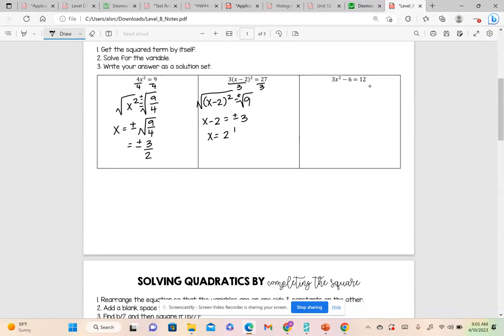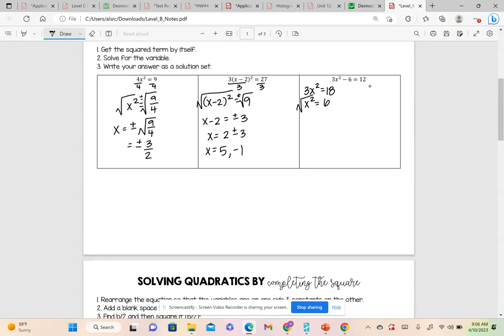So remember, I'm always going to put that in front of that plus or minus and simplify. 2 plus 3 is 5, and 2 minus 3 is negative 1. Okay, last one, get that x squared by itself. So I need to add 6. So I will have 3x squared equals 18. Divide by 3 on both sides, so I have x squared equals 6.